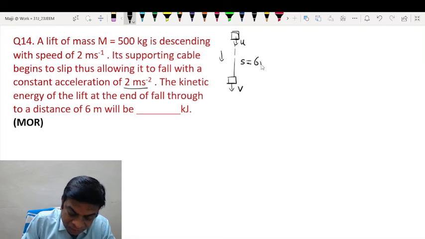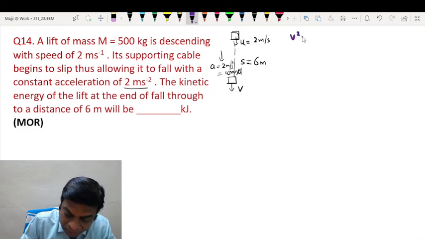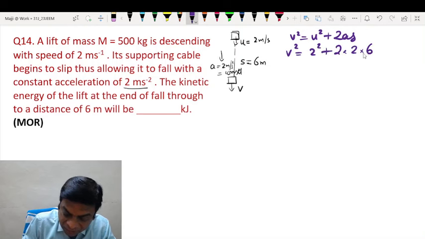So as it moves a distance of 6 meters, we can find the additional velocity gained. Since the acceleration is constant, we can apply equations of motion. So v square equals u square plus 2as. So v square is equal to 2 square plus 2 into acceleration 2 and displacement 6. So 4 plus 24, that is 28 meters square per second square.